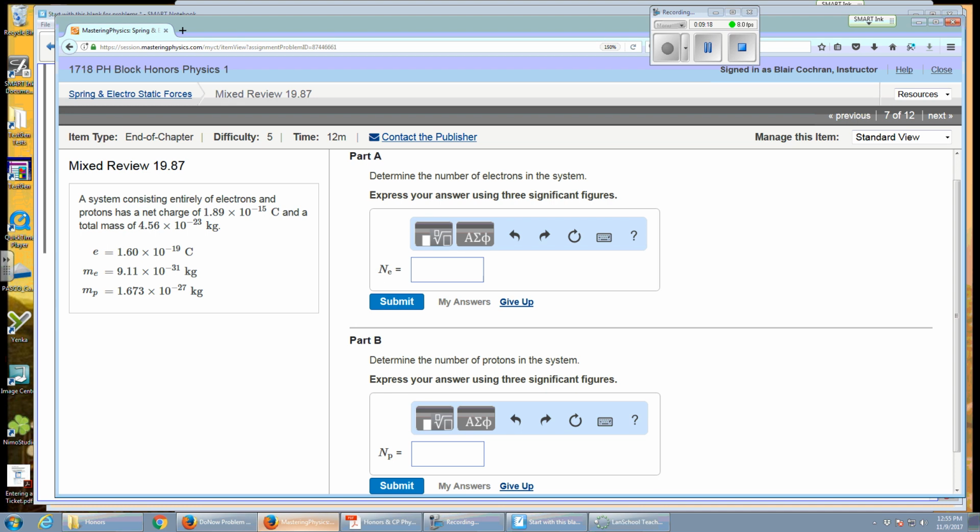So, what does that mean? Do we have more electrons or protons if our net charge is positive? More protons.